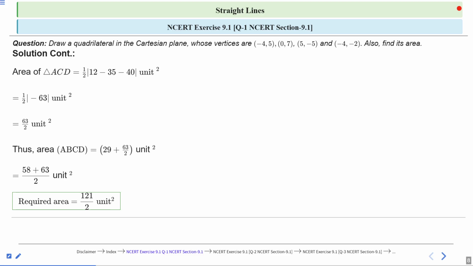Okay, so therefore, the area of the quadrilateral in the Cartesian plane whose vertices are given, minus 4 comma 5, 0 comma 7, 5 comma minus 5 and minus 4 comma minus 2, is equal to 121 over 2 square unit. Okay, and this is the final answer. I hope it is clear to all of you. So the solution of this question is very simple. Okay. So now let us move to the next problem.